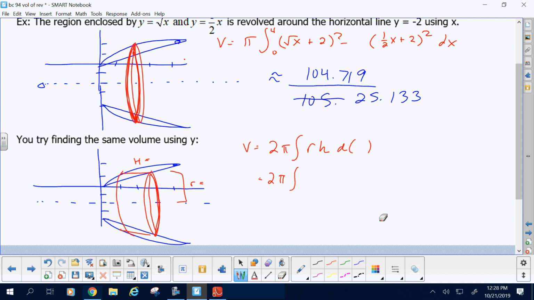Okay, obviously we know what the answer is, but we do need to know the details. What's your radius? Y plus 2. It's y down to the axis and then 2 more. Upper minus lower is y plus 2.